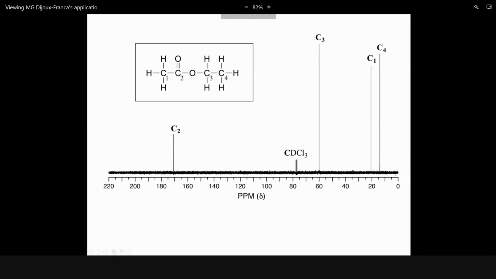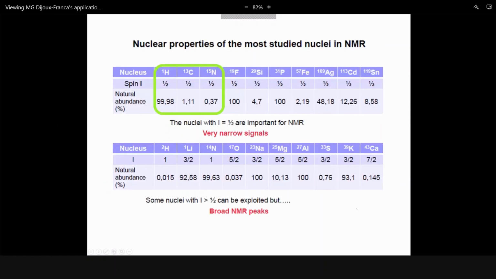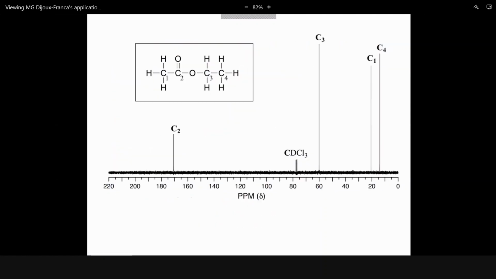And as you could see, the signal is not as nice as in proton because of the low abundance of the carbon. We have a baseline which is very thick and very black. And that's why we need a great amount of compounds in the tube to have a better signal than the noise of the signal.